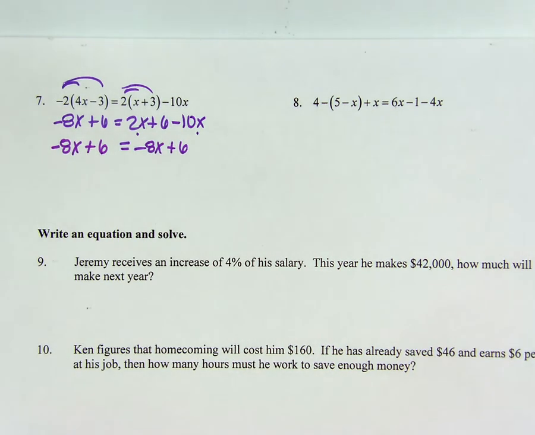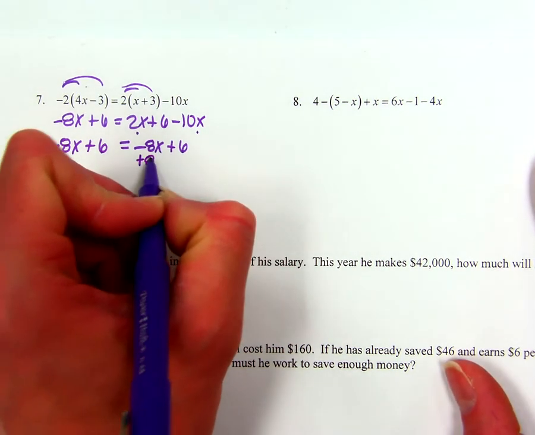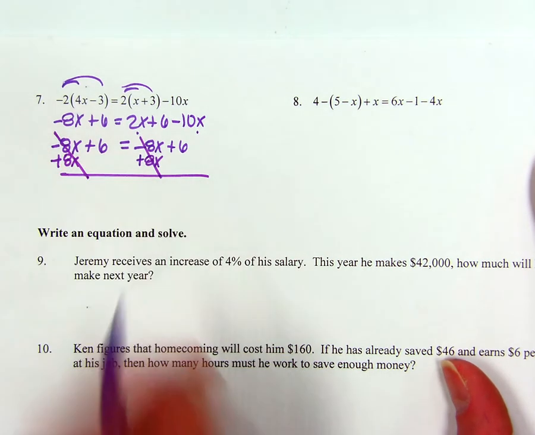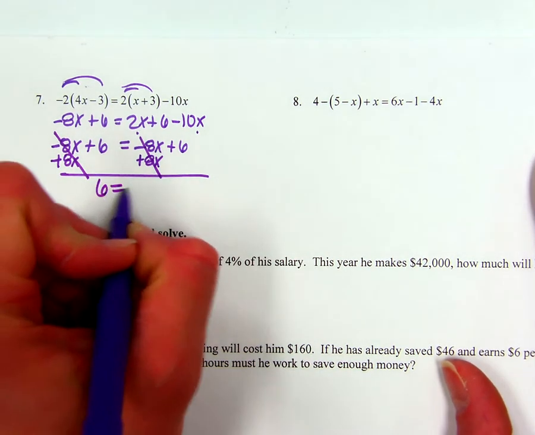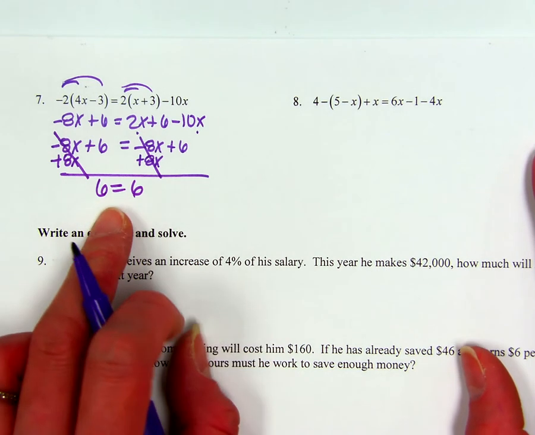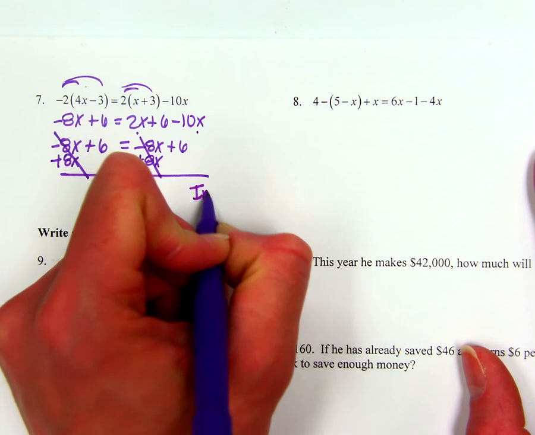So this might look like something is going to be weird since we already have the same thing on both sides. So add your 8x to both sides. That cancels, but this also cancels. So I'm left with 6 equals 6. So is this statement true or false? That's true. Okay, so I'm going to call this infinitely many solutions.